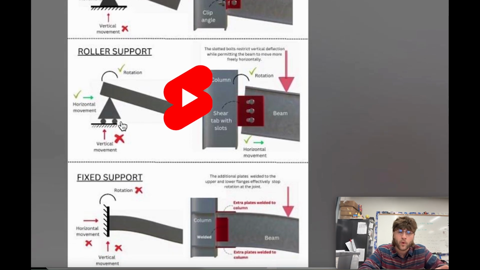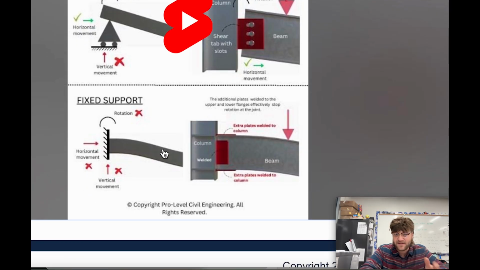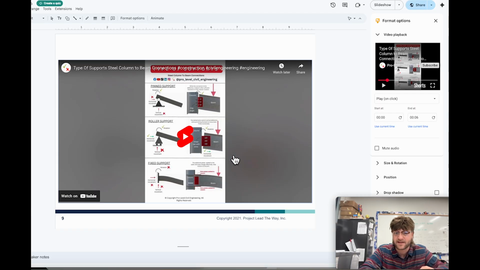If we have a roller support, that's the case where we allow rotation. There's also going to be that horizontal movement allowed. And so there's actually a little slot that these bolts here can move through horizontally. Now, if it's a fixed support, however, this is the case where I was talking about how we're going to weld this together so that it ends up being fixed on there.